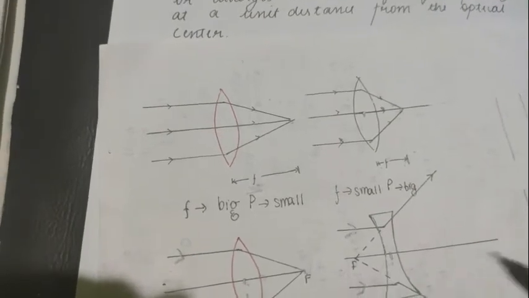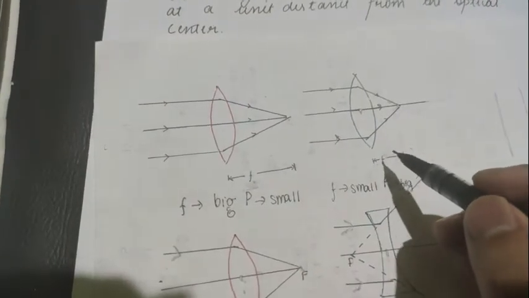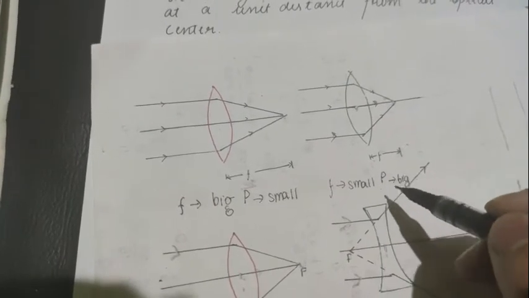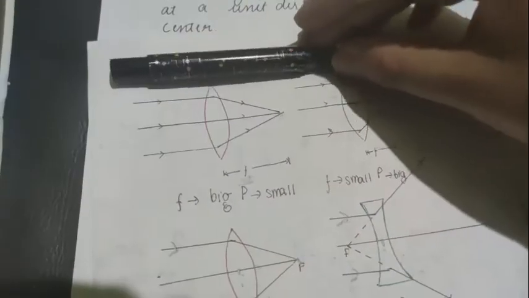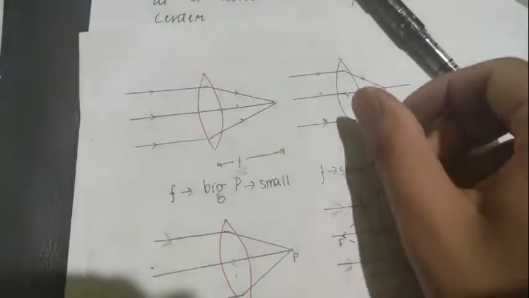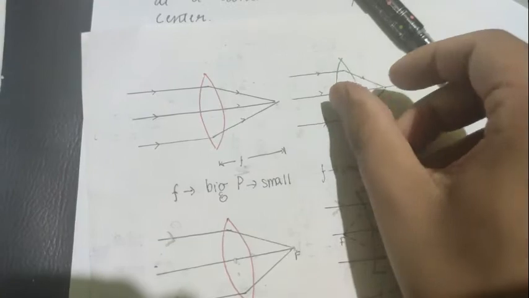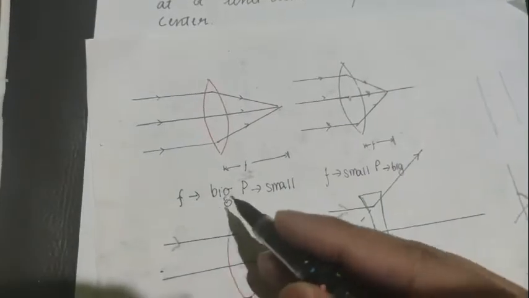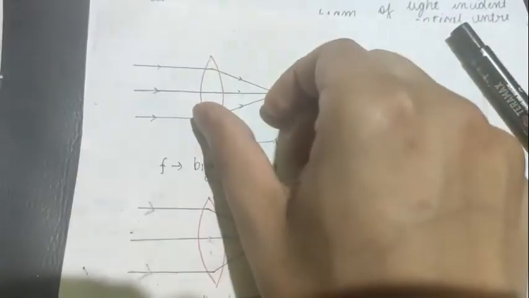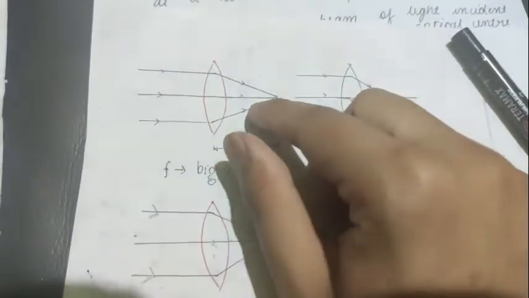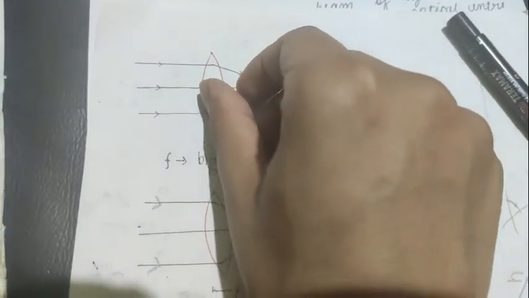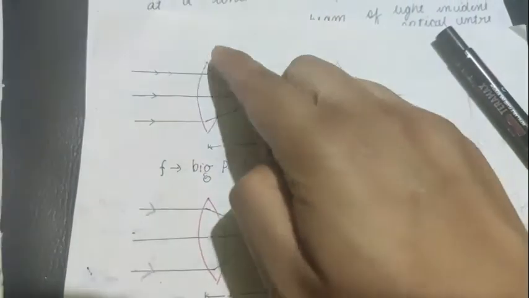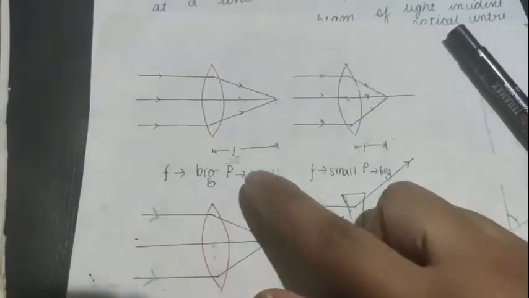So what do you understand? The shorter the focal length, the higher will be the power. The higher the power means it can converge the light at a shorter distance, because this convergence requires more power. Whereas if the focal length is big, your power is small, which means the convergence is small. That means instead of converging at this point, it is converging here. Why? Because the power of this lens is small. Is it clear?